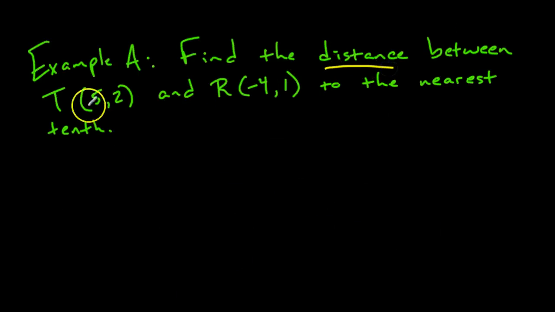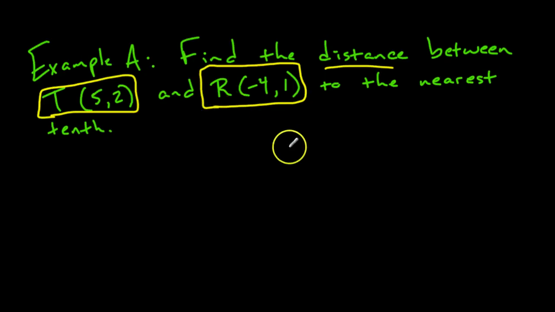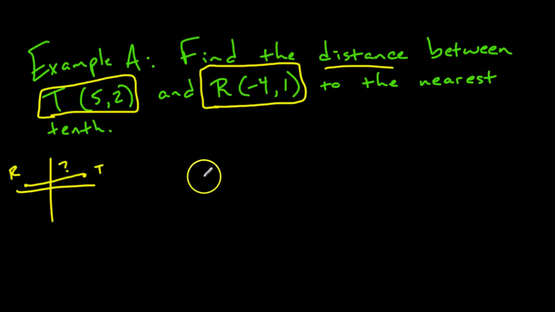So find the distance between T, which is 5, 2, and R, which is negative 4, 1, to the nearest tenth. All right, really what we're trying to find here, let's go ahead and plot a general. That could be T, right, over 5 up 2. And R would be left 4 up 1. It looks about like that. So we're actually finding the distance between those 2 points. So how long is that piece?